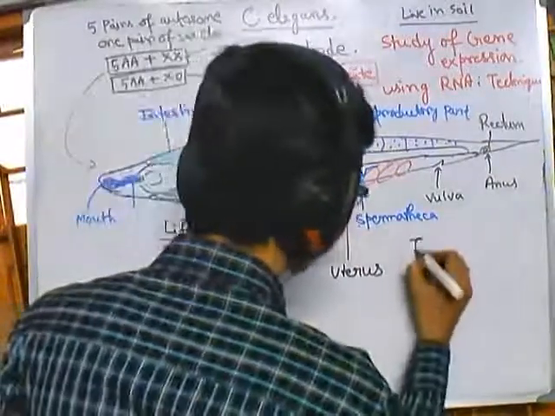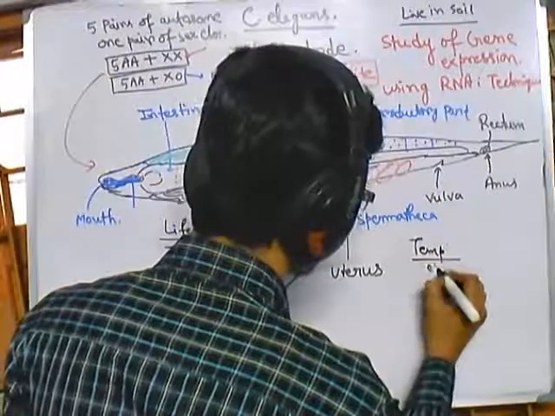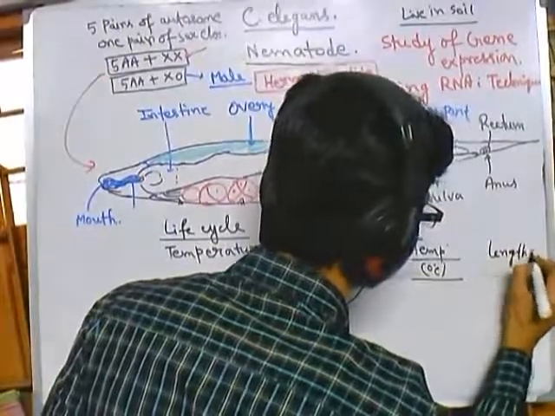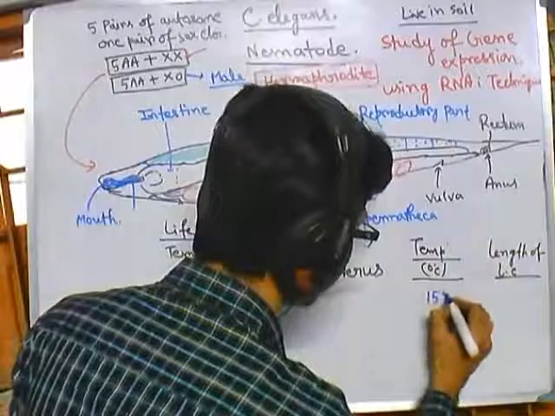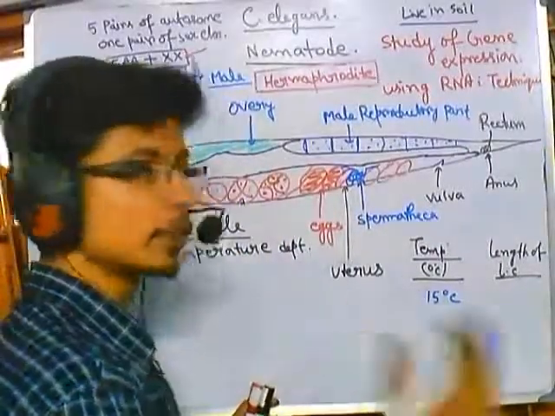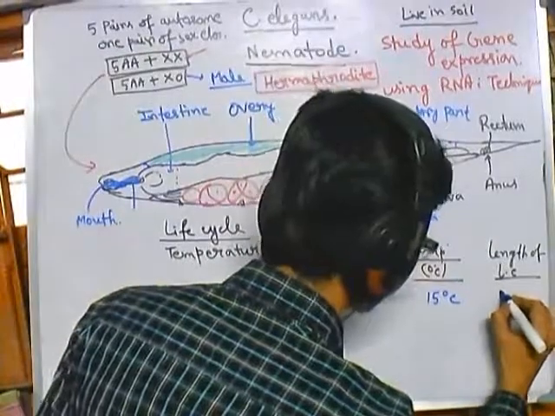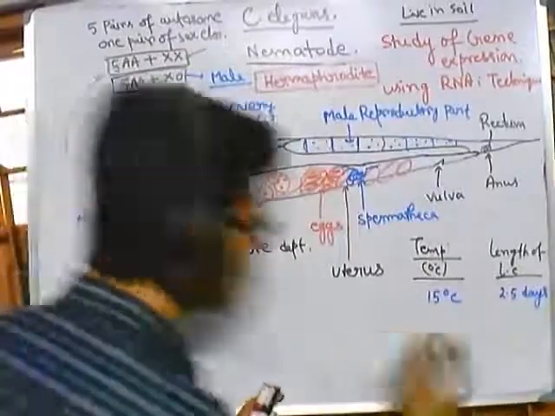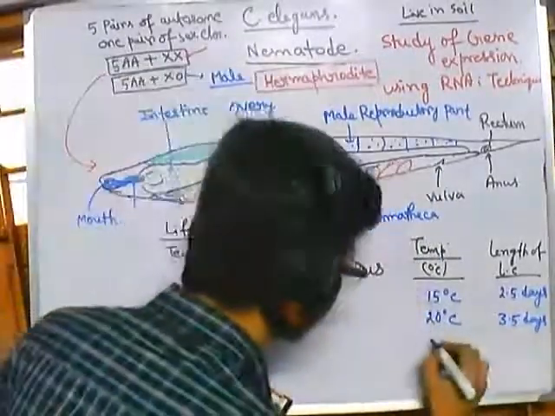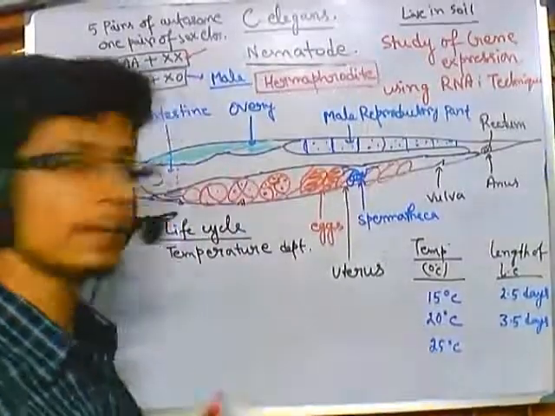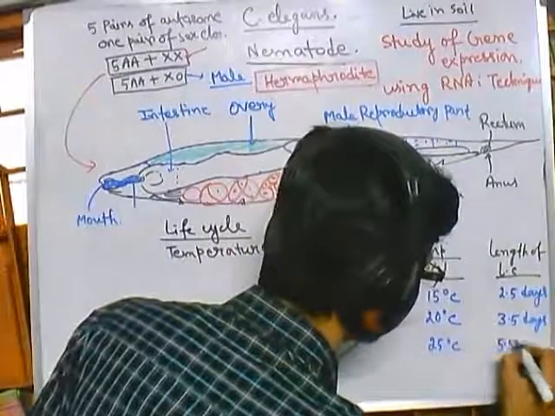So let me write for you. Here is the temperature, and let us look at the effect. So temperature in degrees Celsius, and the effect on the life cycle, the length of their life cycle. If we have a temperature of 15 degrees Celsius, the time span for the life cycle becomes 2.5 days. If we provide them 20 degrees Celsius, it becomes 3.5 days. If we increase the temperature further to 25 degrees Celsius, C. elegans can live up to 5.5 days.